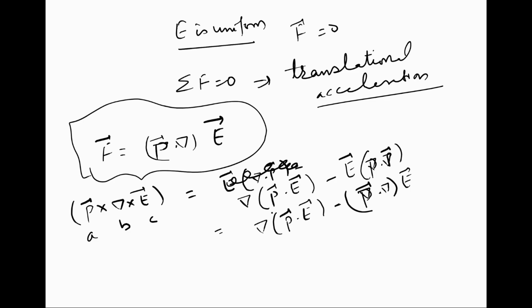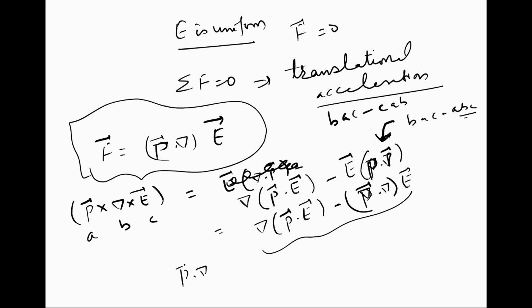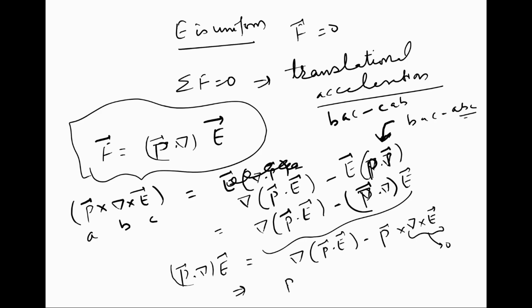As I told earlier, whenever we have operators, we have to see the sequence of operation. So instead of the back-cab rule, we actually have the BAC minus ABC rule. So this is the form. So you see that this p dot del E can be written as del of p dot E minus p cross del cross E. Now for an electrostatic field, del cross E is equal to 0. So for an electrostatic field, p dot del E, which is actually equal to the force on the dipole, is equal to del of p dot E.